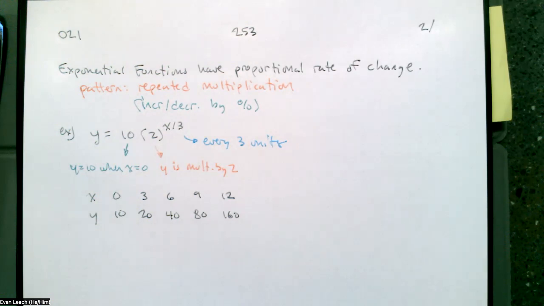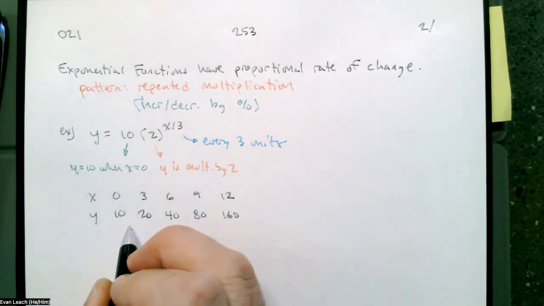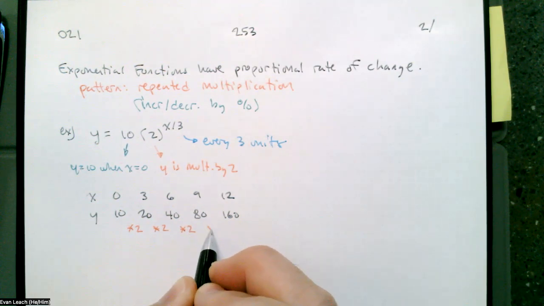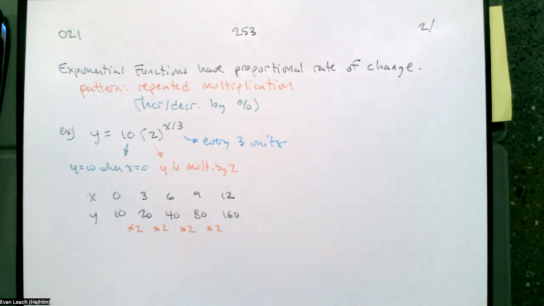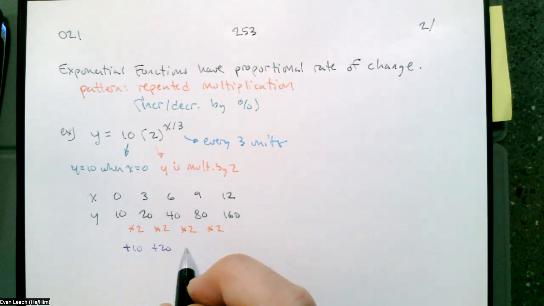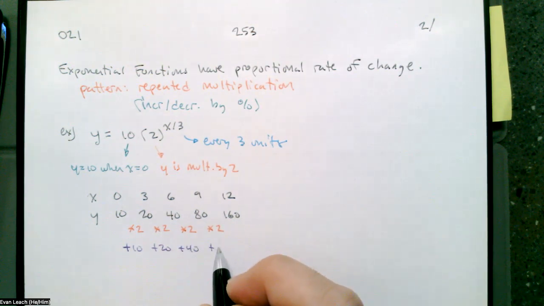But instead of adding the rise every run units, we're multiplying by some multiplier every run units. So we're multiplying by 2. This is how we're tracking the change. When we want to think about rate of change, we still think about how much we add. From 10 to 20, we add 10. Then we add 20. Then we add 40. Then we add 80.